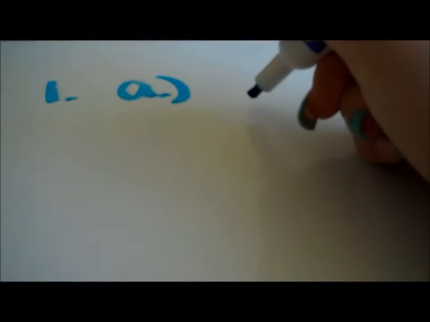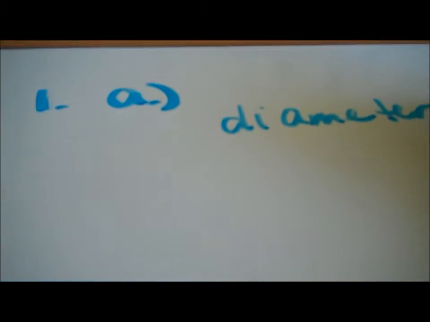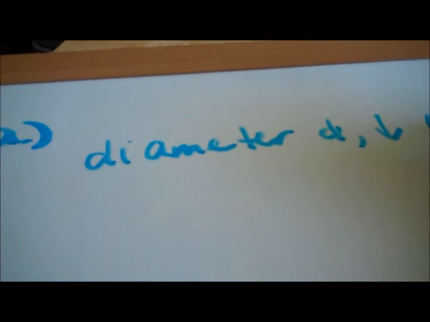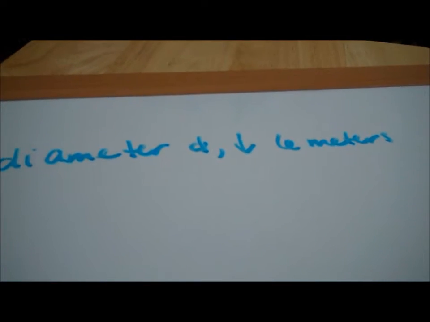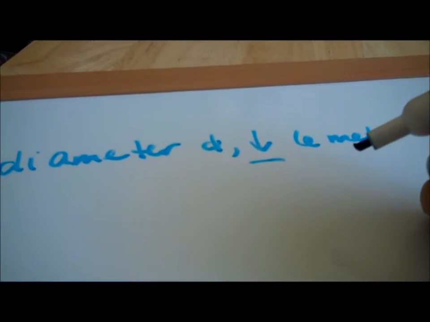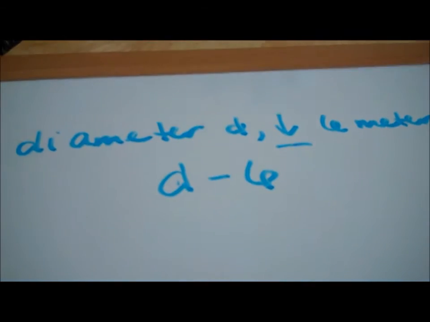Number 1A says write an algebraic expression for the problem that says the diameter D decreased by 6 meters. So we have a diameter, we're going to use the letter D, and it's going to be decreased by 6 meters. We need to write an algebraic expression for that. So decrease means that we're going to be subtracting, so the answer for that one is D minus 6.